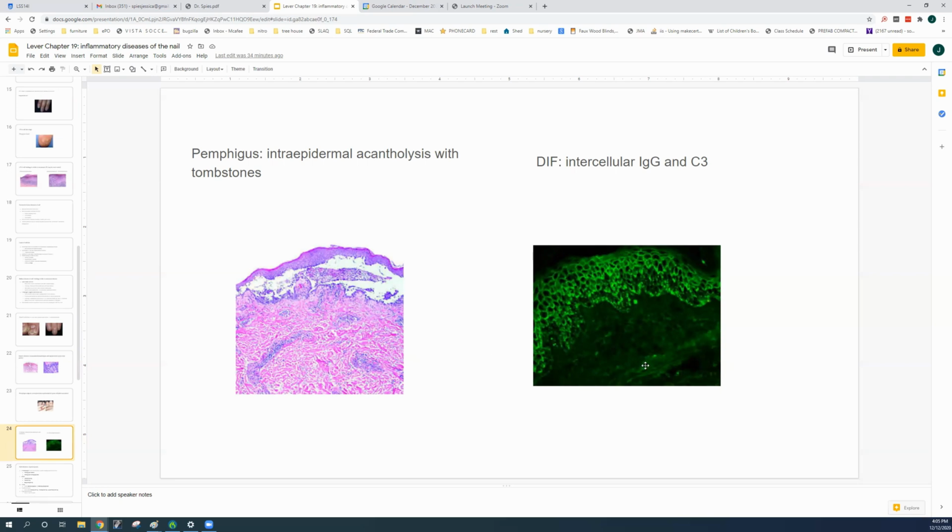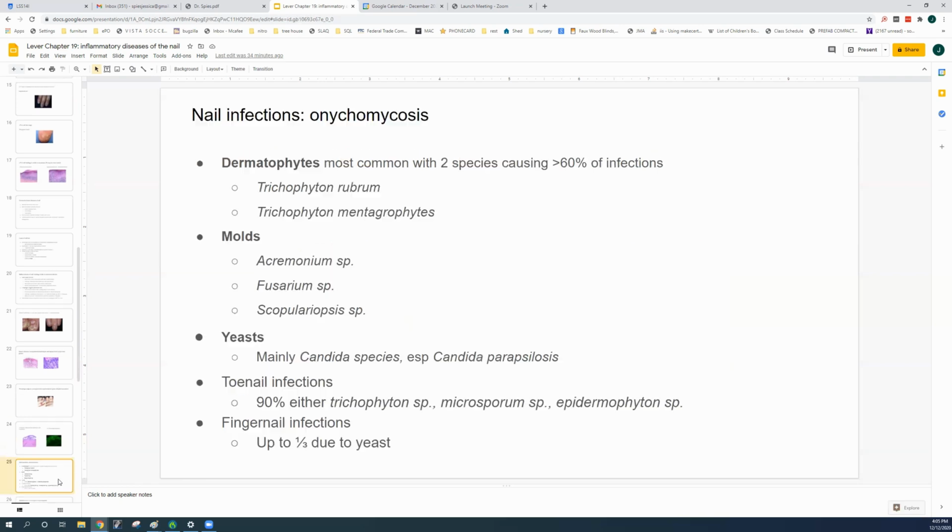Here is the DIF study. This is a really beautiful example of intercellular IgG and C3 being deposited between the keratinocytes. Okay.